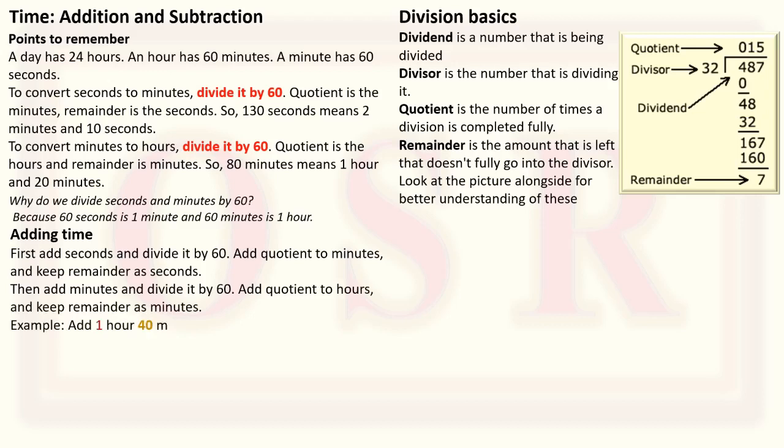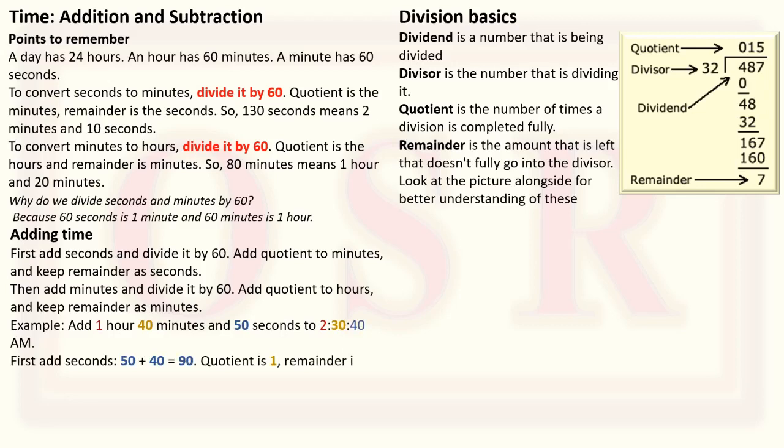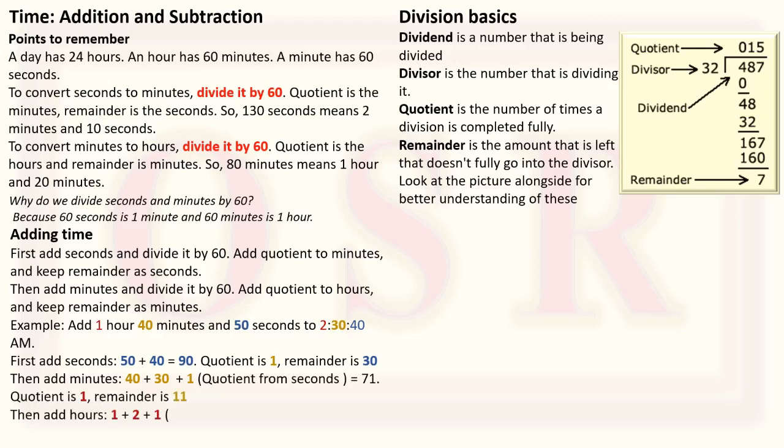Example, add 1 hour 40 minutes and 50 seconds to 2:30:40 am. First add seconds. 50 plus 40 is equal to 90, quotient is 1, remainder is 30. Then add minutes. 40 plus 30 plus 1, quotient from seconds, is equal to 71. Quotient here is 1, remainder is 11. Then add hours. 1 plus 2 plus 1, quotient from minutes, is equal to 4. So time is 4:11:30 am. Okay guys?